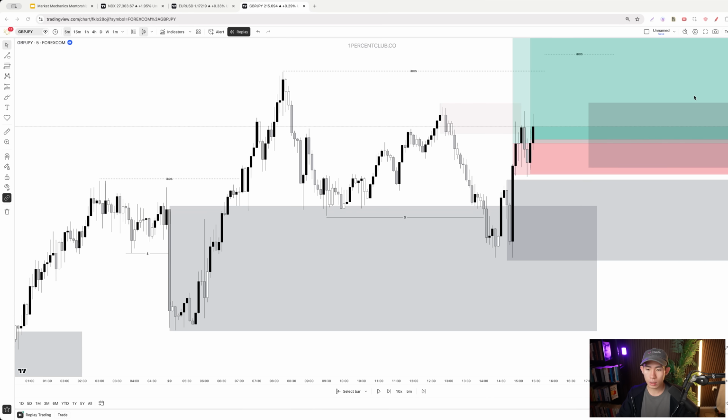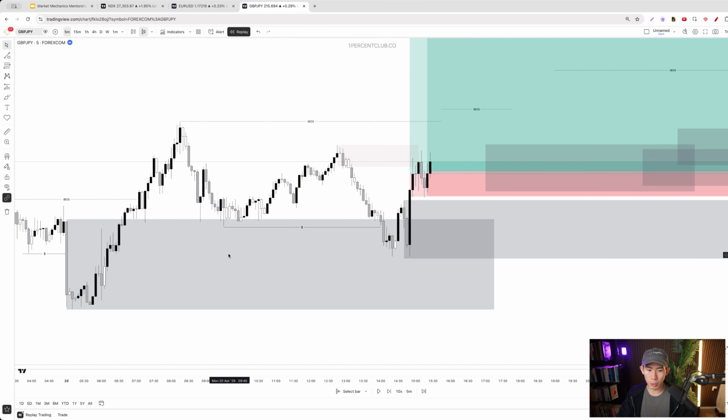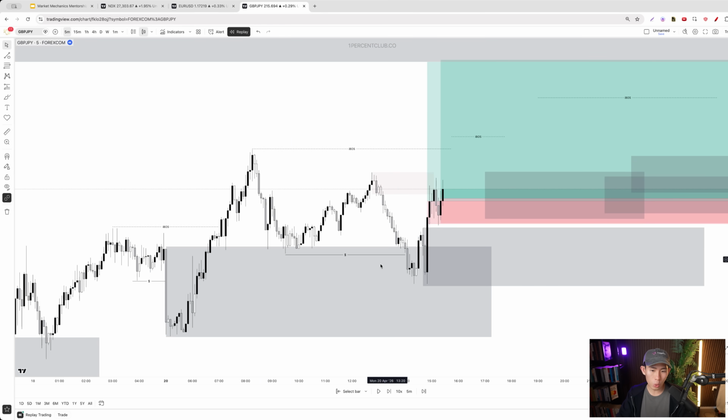So in this case, what do we have? We got price mitigating this zone right here, creating a new higher low. And then right now, price has given us clear as day bullish confirmation that tells us that price is going to head up this way here. So this is where I look for longs here.